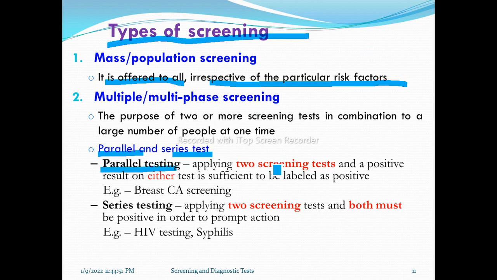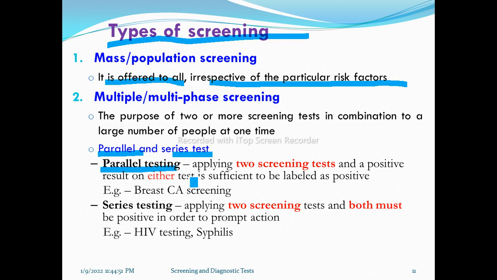Parallel testing means applying 2 screening tests, and a positive result on either test is sufficient to be labeled as positive, meaning there are 2 screening tests. If one of the 2 reports positive, we will say positive. This is known as breast cancer screening.